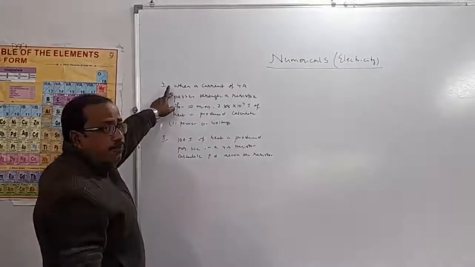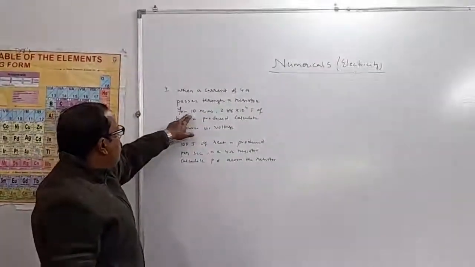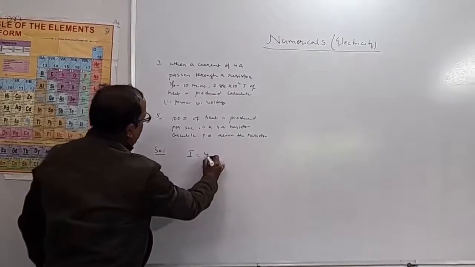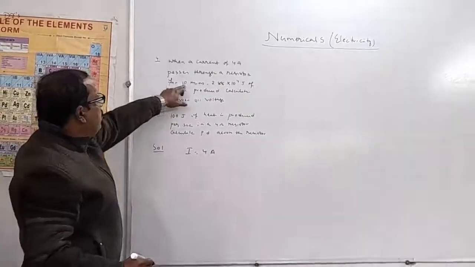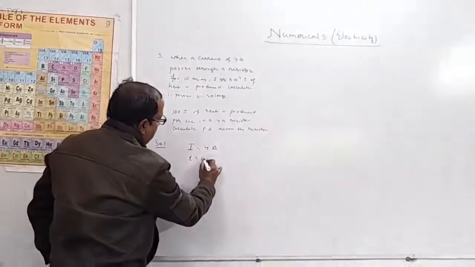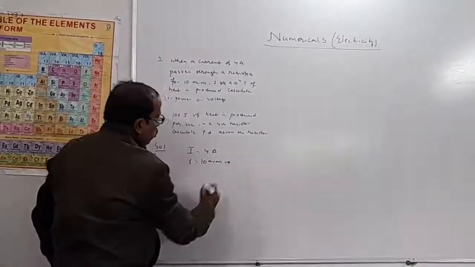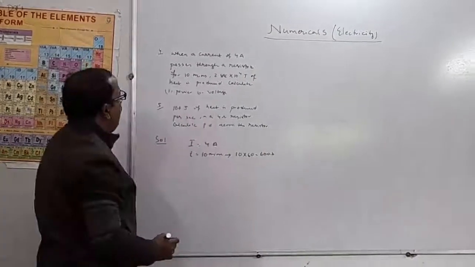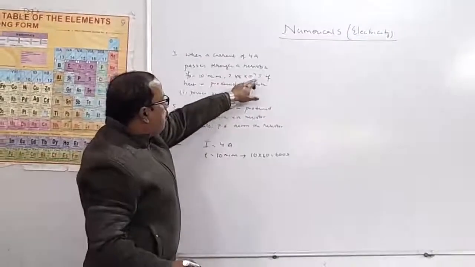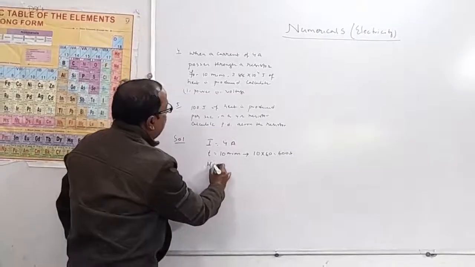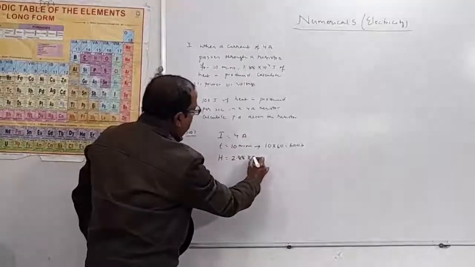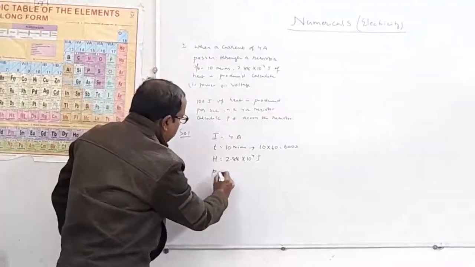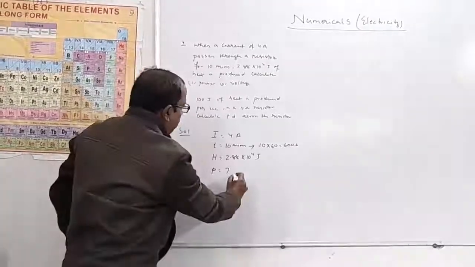When a current of 4 ampere passes through a resistor for 10 minutes. So current I is equal to 4 ampere, time is given, 10 minutes, converted into seconds, that is 10 into 60, 600 seconds. 2.88 into 10 to the power 4 joule of heat is produced. H is also given, that is 2.88 into 10 to the power 4 joule. We have to calculate the power and voltage.